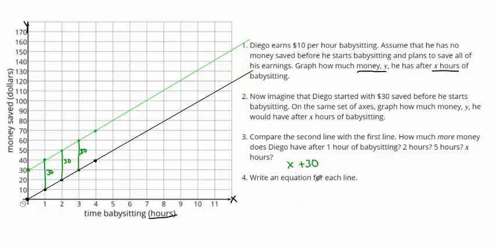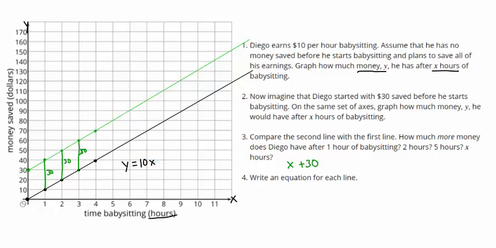Write an equation for each line. All right. So for this line, we know he makes $10 per hour. So the amount of money he saved on the y-axis would be equal to $10 times however many hours he worked, right? $10 per hour. So if he worked 10 hours, he would make 10 times 10, which is $100.